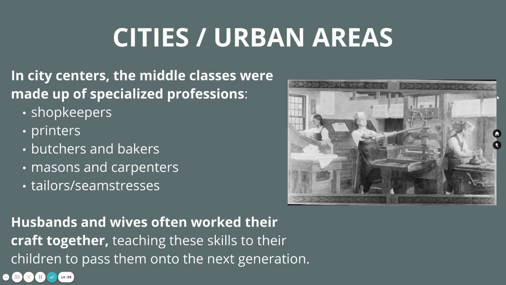And again, this is middle class. What's also different here is in the cities and the urban areas, this is where we're beginning to see some blending of the different gender roles, husbands and wives often working together with their craft, and then they teach those skills unto their children. So they kind of keep this skill alive within their families. They can guarantee a good life for their children for the next generation.